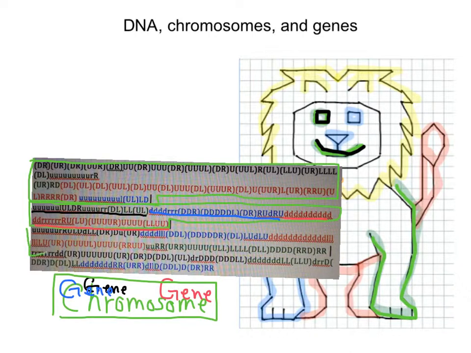Now if we look at all of the chromosomes put together, or the teams that were working on this, if I put each table together, all that information put together is a complete set of instructions to draw this lion. So that would be like our DNA.